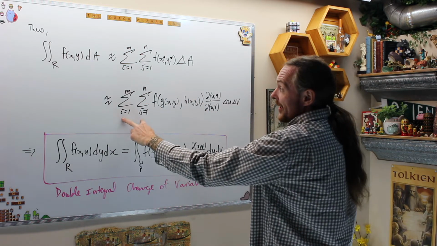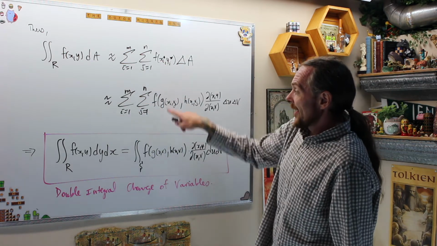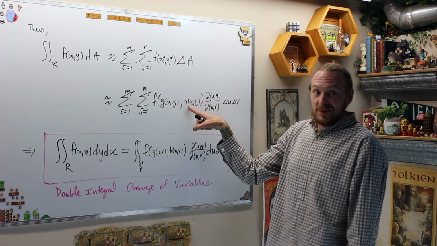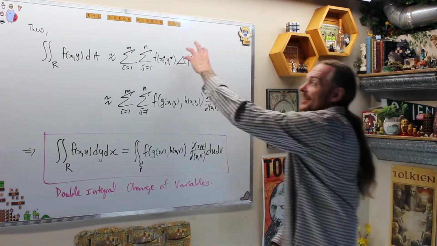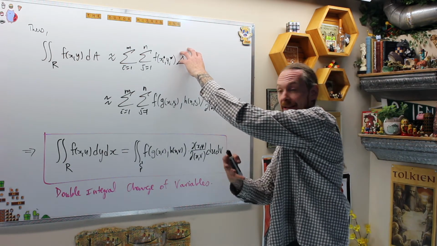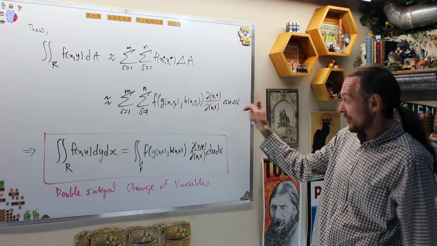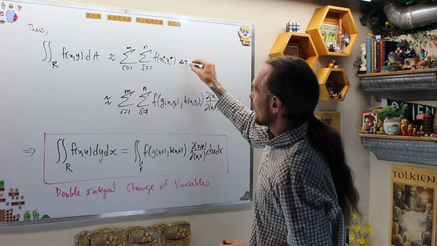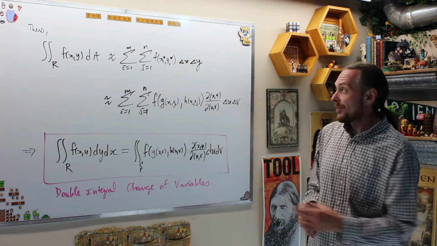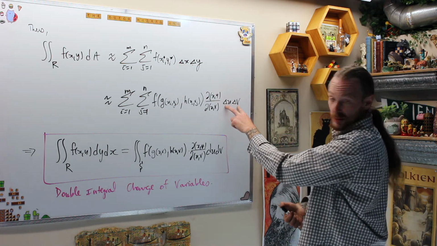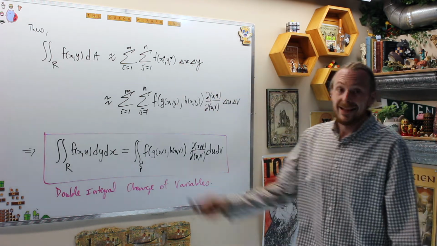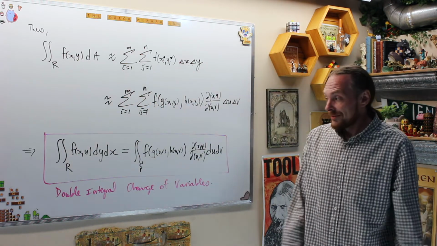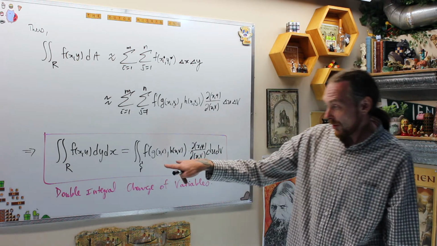So we put that in there, and all we've done from here to here is x_i is g of u_i v_j, and y_j is h of u_i v_j. Then this delta A we just derived using tangent planes is equal to the Jacobian times delta u delta v. Technically it's delta x delta y, because that's dA, but now it's not just a switch to uv, it's going to be the Jacobian times du dv.